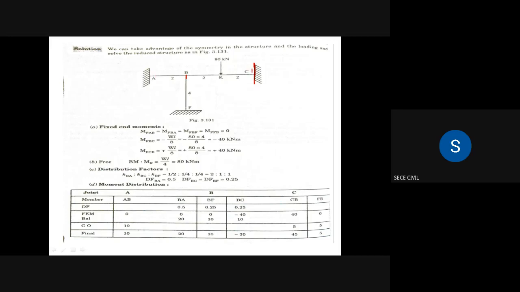So the stiffness formula is, what is the stiffness formula? Morgan Kumar, can you answer? What is the stiffness formula?